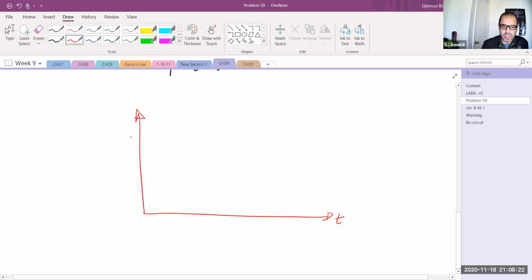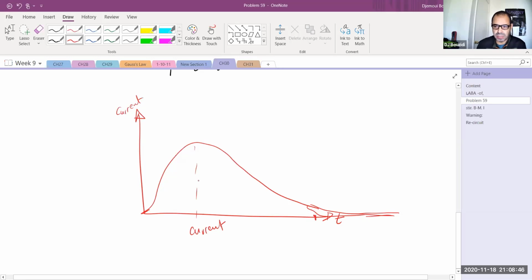So this is the time, and this is the current. Remember, initially I said there is no current, and at the end there is no current, but in between them there is a current. So it must have reached a maximum in here of some sort. It's going to reach it steadily, it's going to be a limit in here. So there is a maximum current that theoretically, if I do the time dependent solution, I can find.